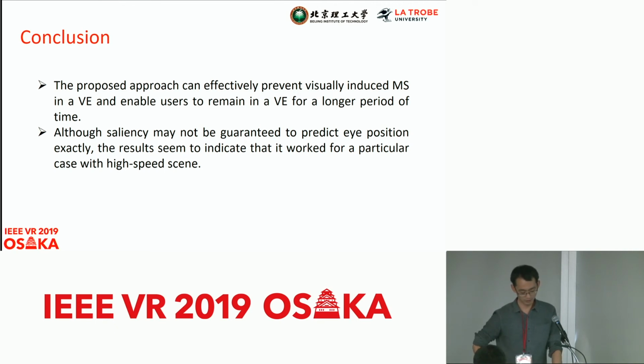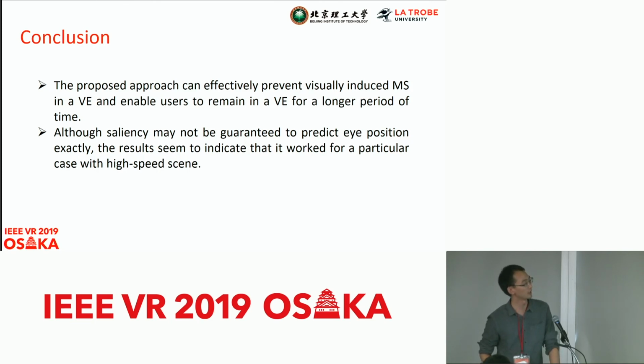But there is a limitation in our experiment. We don't use an eye tracker. We just use the salient object detection. We use this algorithm instead of the eye tracker because in our virtual environment there is a high-speed game. And our saliency algorithm has high accuracy in detecting the gaze fixation. So we don't use the eye tracker.